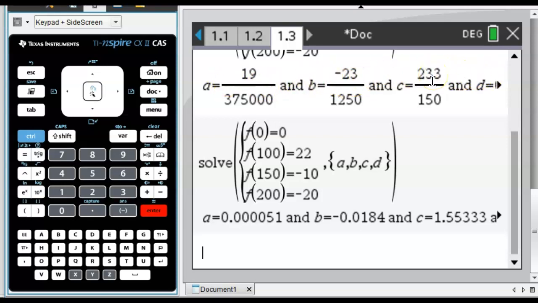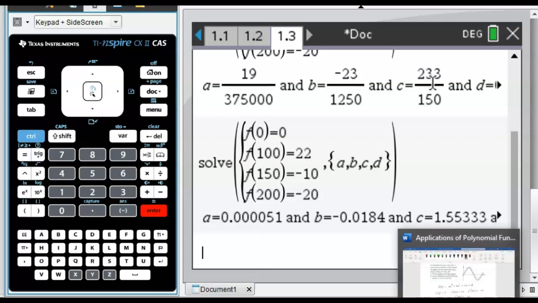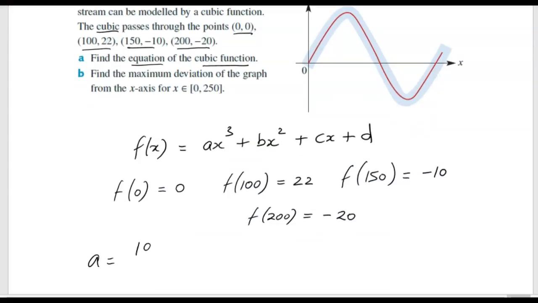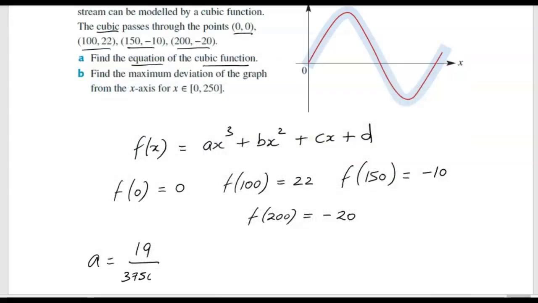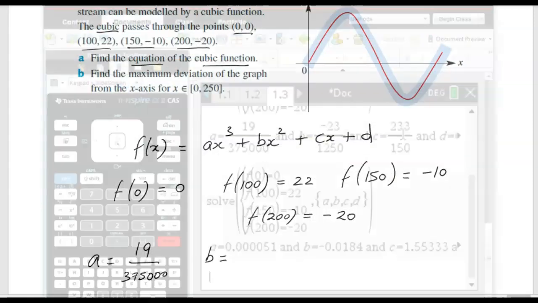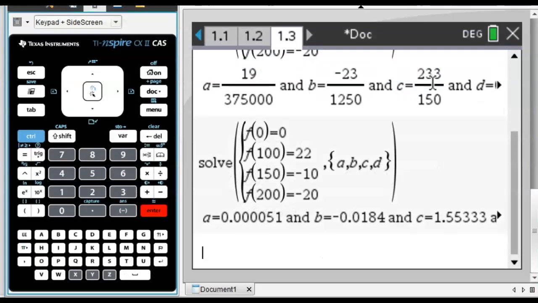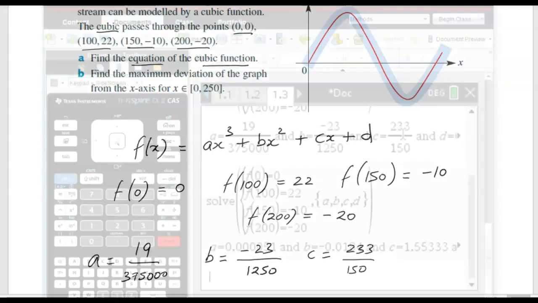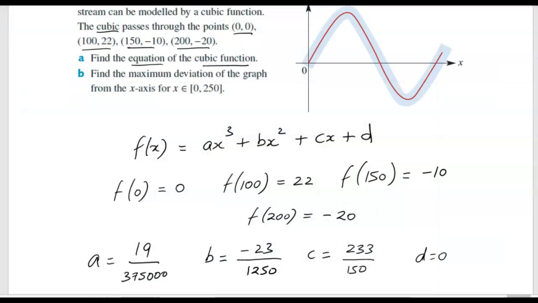So I'm just going to go ahead and copy that down, right? We got A equals 19 over 375,000. B is equal to minus 23 on 1250. The value for C is 233 on 150. Right, and the value for D, obviously in this case, is equal to 0. So D is equal to 0.